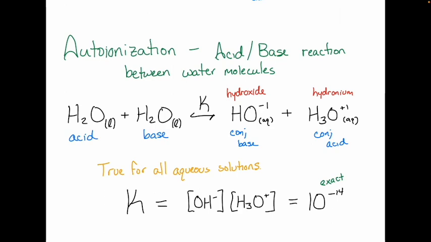In every aqueous solution, the product of your hydroxide and your hydronium concentrations will always equal that same magic number, 10 to the negative 14. Okay? So this is going to be a really important concept going forward, because essentially it means that if you know one of those concentrations, you can always find the other one using our autoionization equation. Because the product always equals that same number.